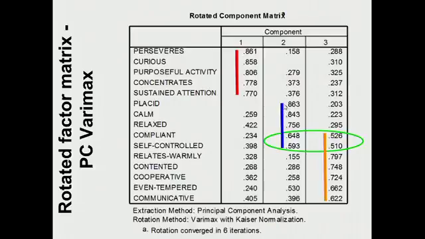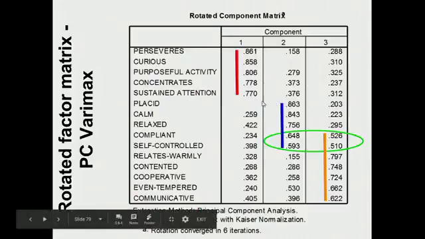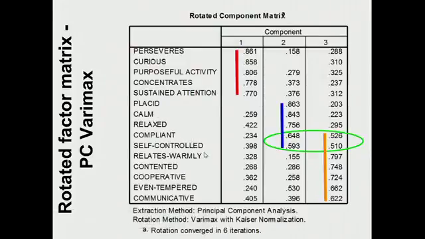All right, then factor 2 seems to be made up of, and I'm kind of ignoring the 0.1, 0.2, 0.3, then I see 0.8, 0.8, 0.7, 0.6, 0.6, and then we're down to 0.1, 0.2. So factor 2 is made up of these blue items. We're talking about students who are placid, calm, relaxed, compliant, self-controlled. So this is the dimension of a child being relaxed versus agitated, okay, or chilled out versus intense.